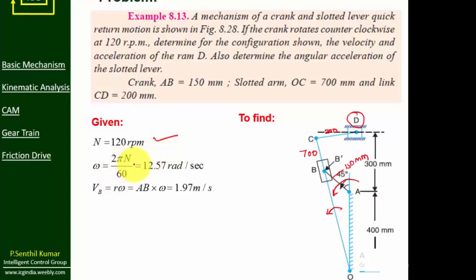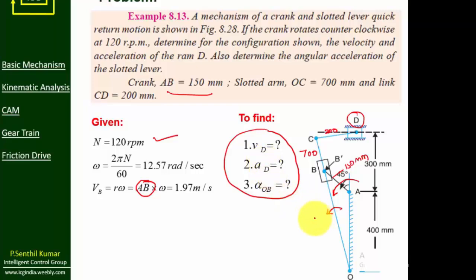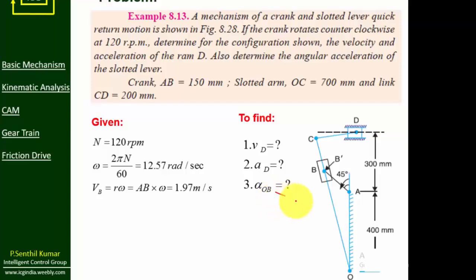From that we can find omega, which is 12.57 radian per second. From that we can find the known velocity component, VB equals R into omega. Here R is equal to AB. The AB value is already known, 0.15 meter multiplied by 12.57 gives 1.97 meter per second. Then our final aim is to find VD, AD and alpha OB. That is, our final aim is to find the angular acceleration of the slotted bar.